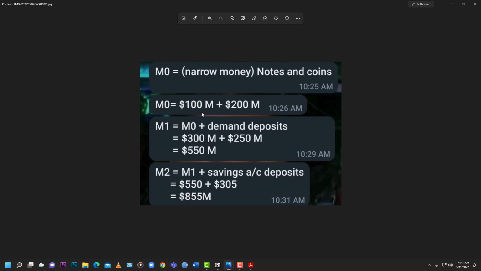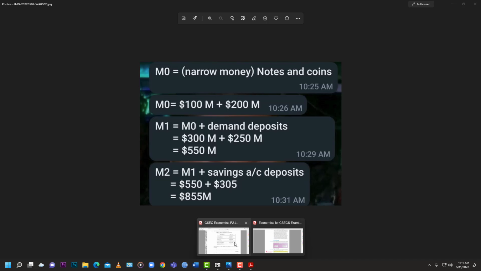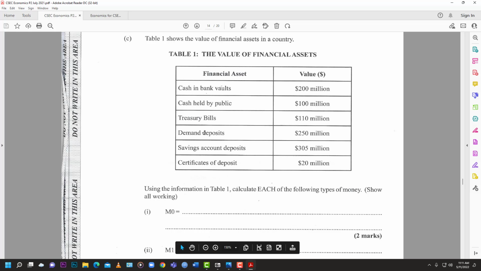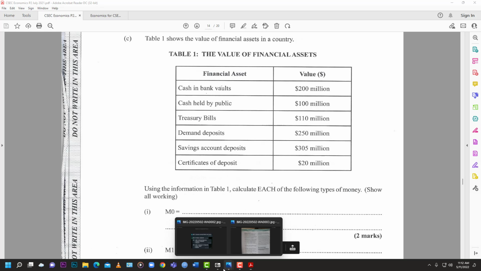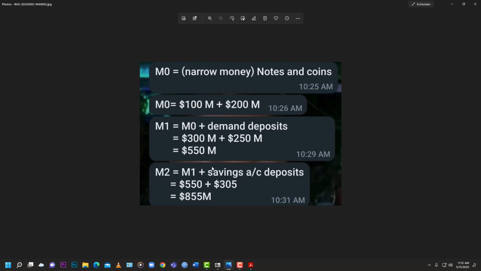M1 will be all of that plus demand deposits. So the 300 million plus the 250 million. We got that because demand deposit is right here. 250 million plus the M0, which would be the 200 and the 100, plus the 250, and that would give us our M1, which is 550 million.